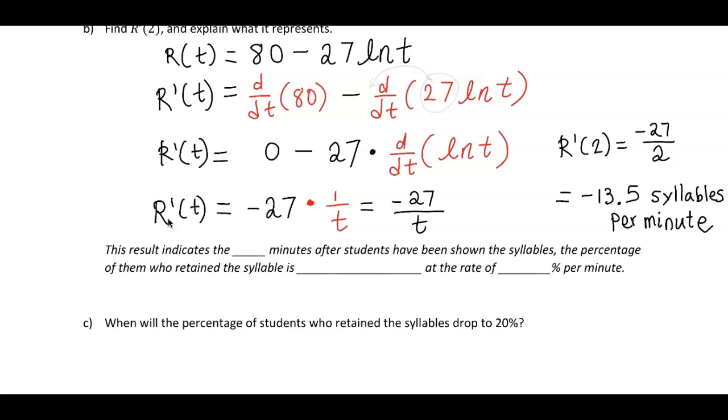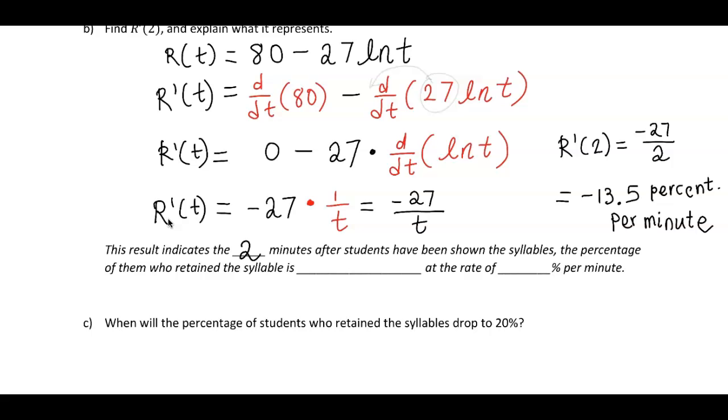And I did type it. The results indicate that blank minutes after, well, 2 minutes after, right? Because 2 is the number that we plugged in. 2 minutes after, students have been shown the syllables, the percentage of them. Oh, okay. I'm wrong. And I don't want to re-record this, crap. It's not syllables, it's the percentage points. It is -13.5 percentage points. I'm out of room.